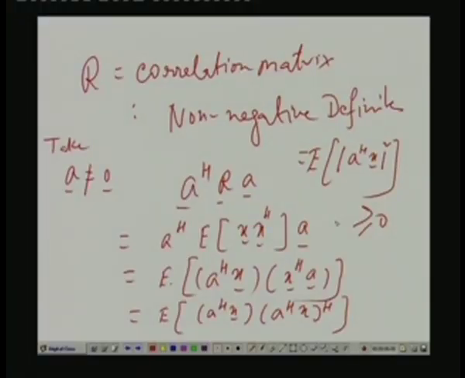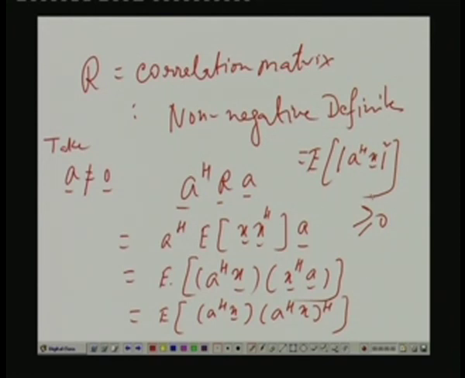Now, if R is non-negative definite and not positive definite as such, that means the expected value of mod square of A Hermitian X, which we know has to be greater than or equal to 0, is 0 for some case. It means you can find at least one non-zero A for which A Hermitian X, which is the random variable, always takes the value 0. Then only its mod square expected will be 0.